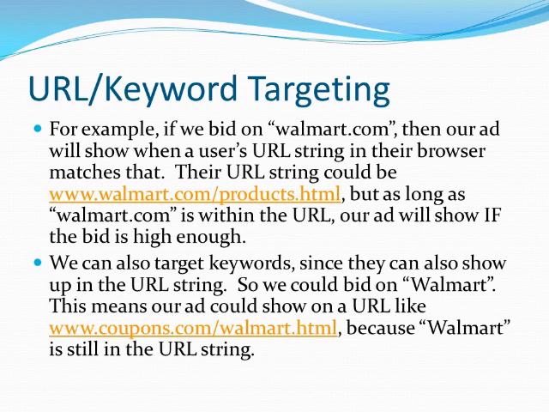Now, even more interesting is we can target keywords instead of URLs. They're essentially the same in the pay-per-view company's software. A keyword and URL are essentially the same to it, because once again, it's only looking at that URL search query at the top of the person's browser. So we could bid on just the keyword Walmart, not Walmart.com, just Walmart. This means our ad could show up on a URL like coupons.com/walmart.html. Our ad will show up because Walmart is within that URL.